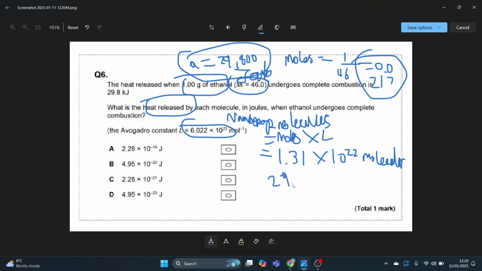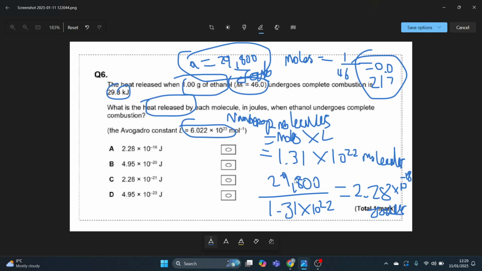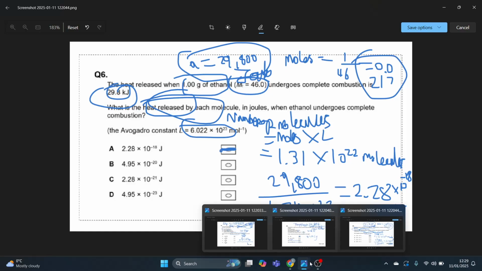Okay. Well, at least I learned how to do this now. Yeah, that makes complete sense. 29,800 divided by my answer gives 2.28 times 10 to the power minus 18, and it's obviously in joules because I converted it from kilojoules to joules in the beginning anyway, so that's fine. So the answer is A. Calculate the number of molecules and do the total heat energy divided by the number of molecules to find the heat released by each molecule, and that's the end of the multiple choice questions.